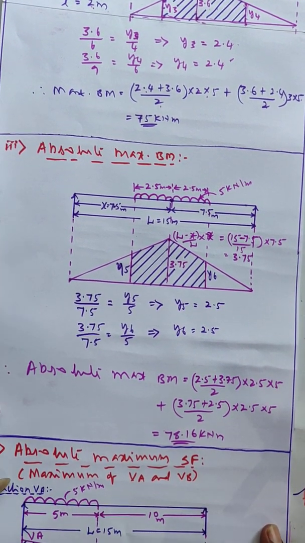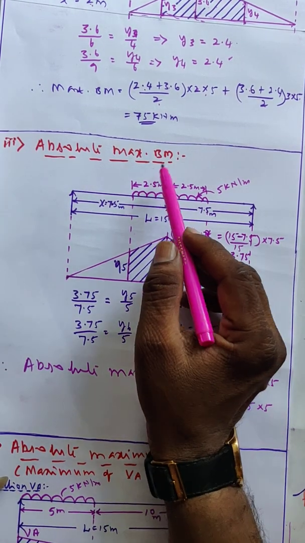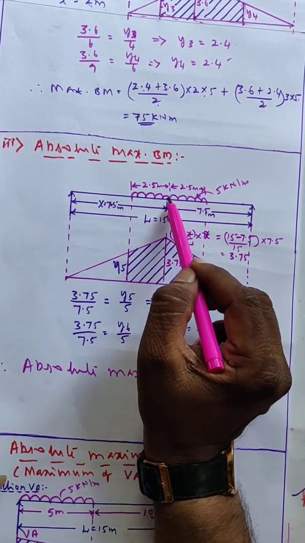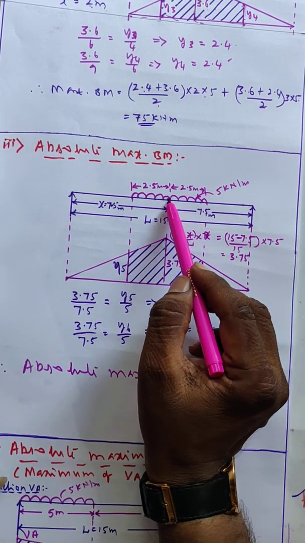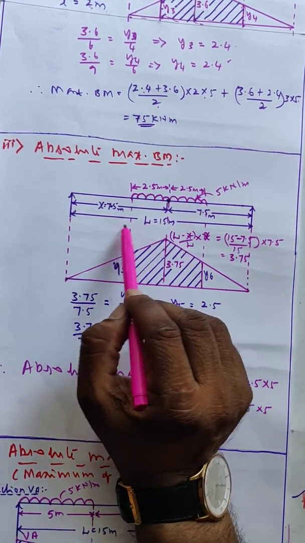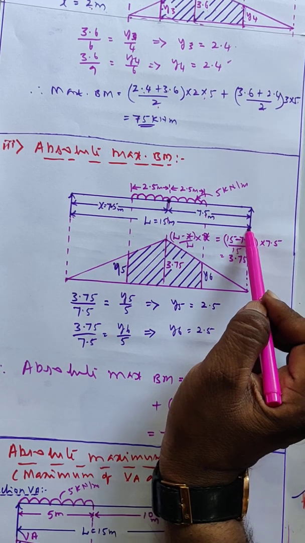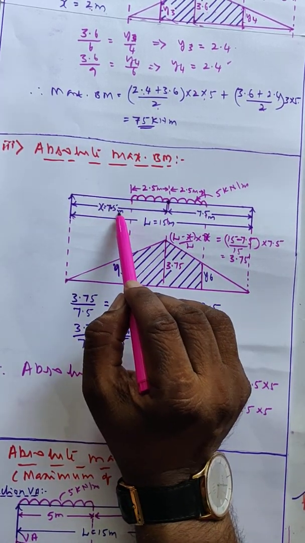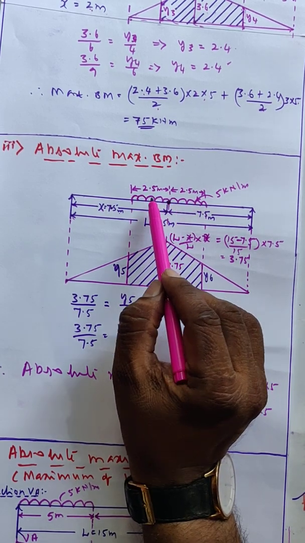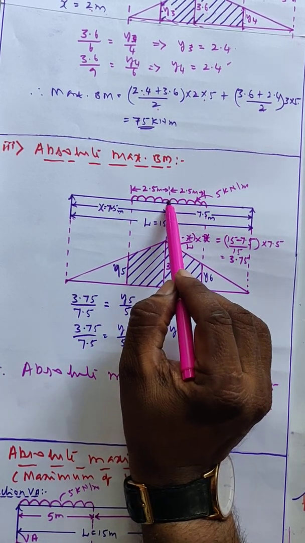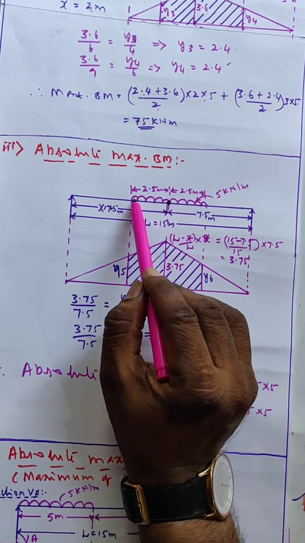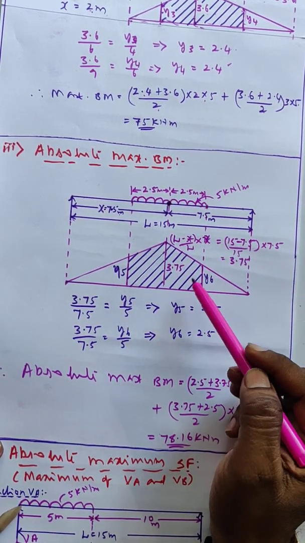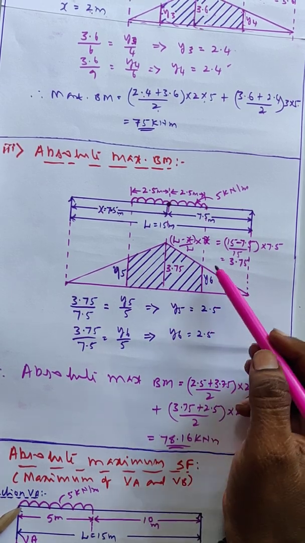Absolute maximum bending moment. See here, for absolute maximum bending moment, the center of the UDL and center of the beam we have to coincide. See, the maximum bending moment is at the center. Therefore, the length of the span is 15 meter. The center of the beam is 7.5 meter. Therefore, x equal to 7.5 because section is came to the center. Again, center of the UDL should coincide here. Total is 5 meter means 2.5 this side, 2.5 meter this side. Then we will calculate the bending moment. That itself is the maximum, absolute maximum.